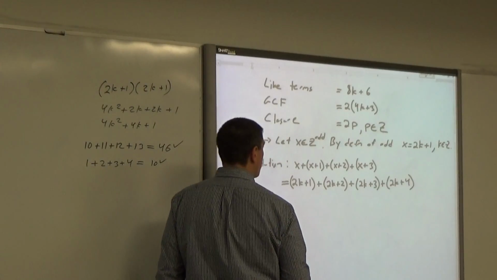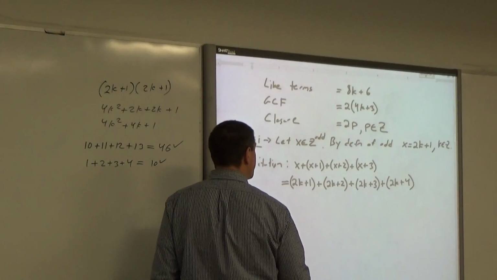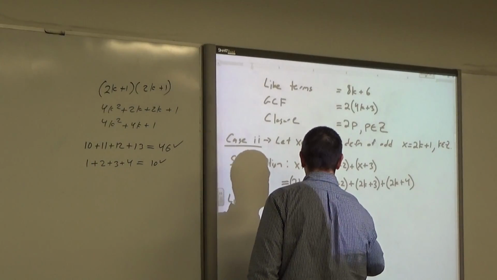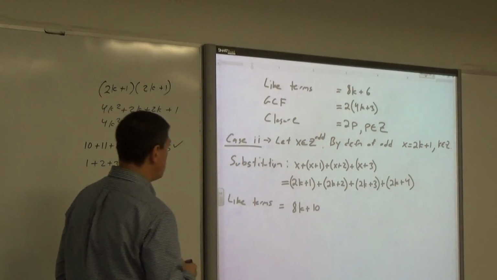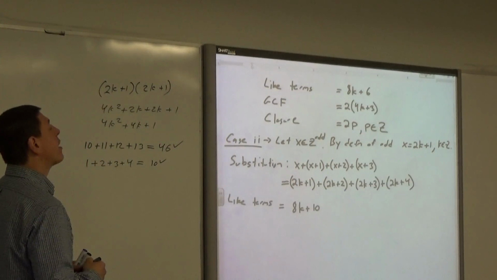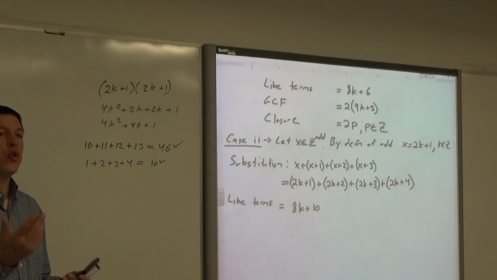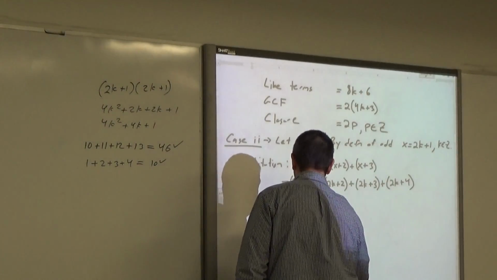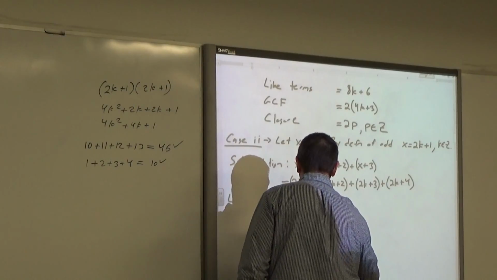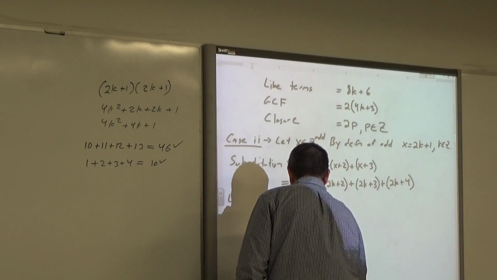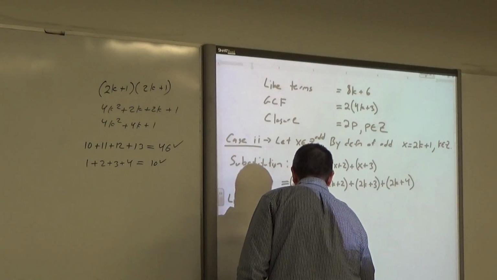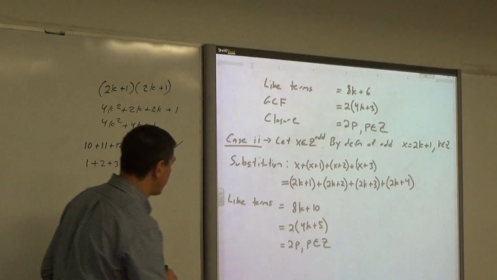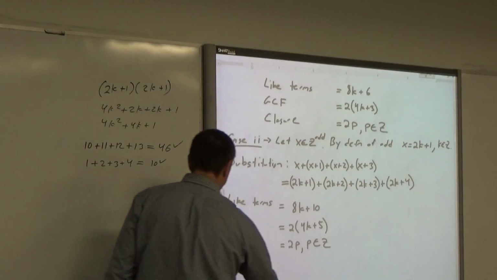So by combining like terms, I think we get 8k plus 10 this time, as opposed to 8k plus 6. All right. And then clearly we can factor out a 2 and use closure, and we'd be done. Okay. So that's equal to 2 quantity 4k plus 5, which is equal to 2p, where p is an integer. GCF, closure.